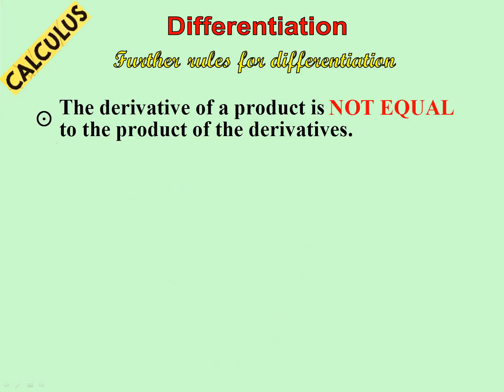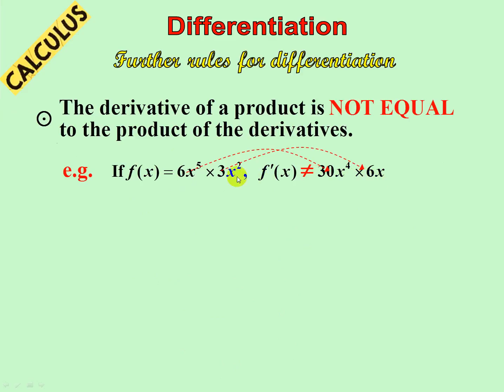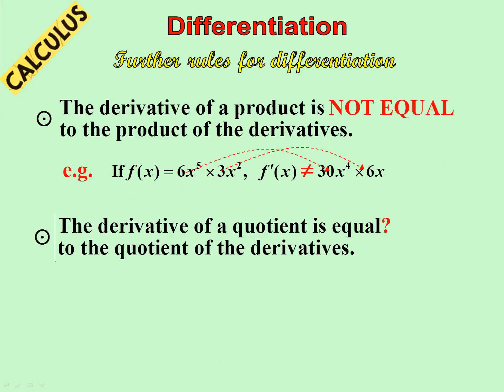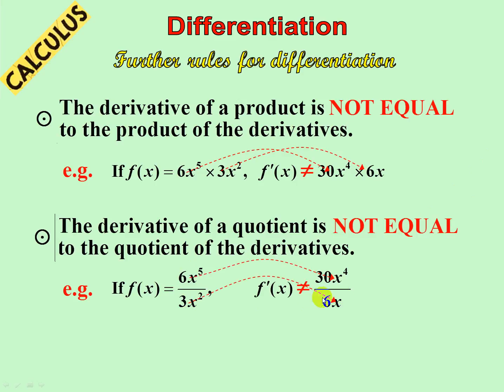The derivative of a product is not equal to the product of the derivatives. If you have that, you cannot differentiate. It just does not work. The derivative of a quotient is not equal to the quotient of the derivatives. So if you have that over that, you can't differentiate it. Not equal.